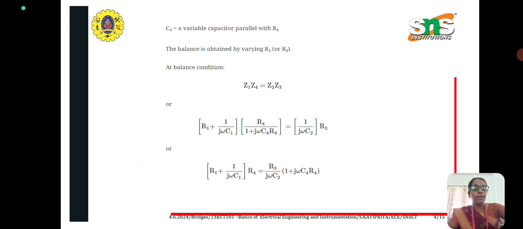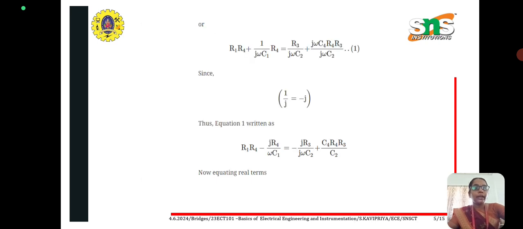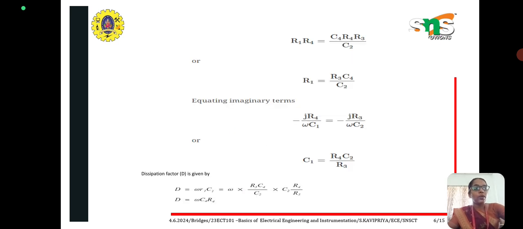On simplifying, we will get an equation which consists of real and imaginary parts. We can replace 1/j by minus j, and we have to simplify the equation in such a way that we equate the real terms and the imaginary terms separately. While equating the real terms, we get R1 R4 equal to C4 R4 R3 divided by C2. From this we can find the unknown resistance R1 equal to R3 C4 by C2.